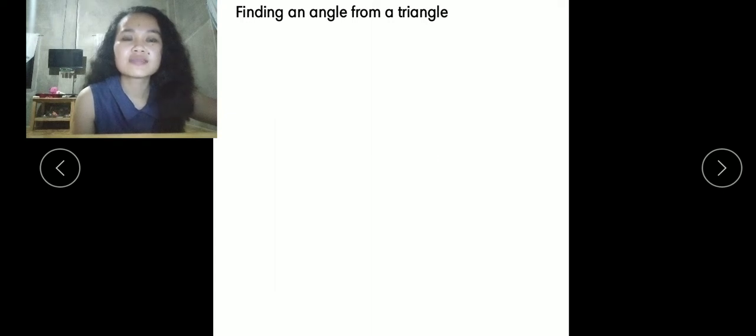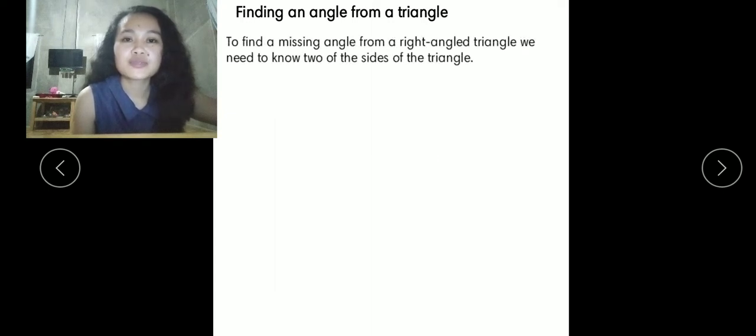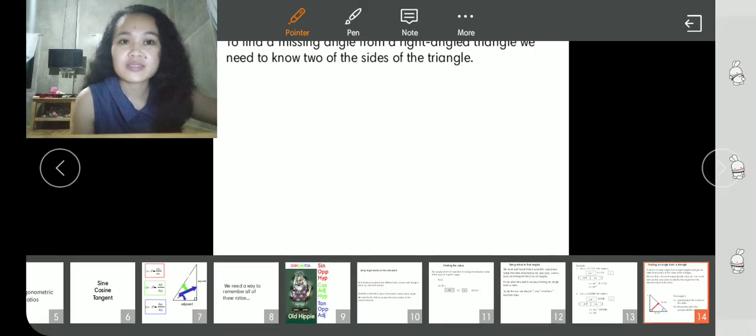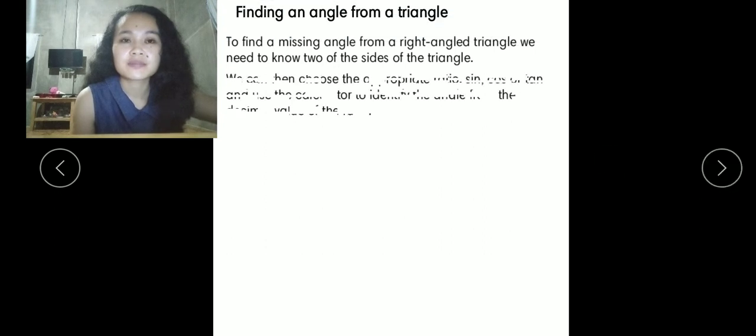Finding an angle from a triangle. To find the missing angle from a right angle triangle, we need to know two sides of the triangle, of course. We can then choose the appropriate ratio, sine, cosine, or tan, and use the calculator to identify the angle from the decimal value of the ratio.